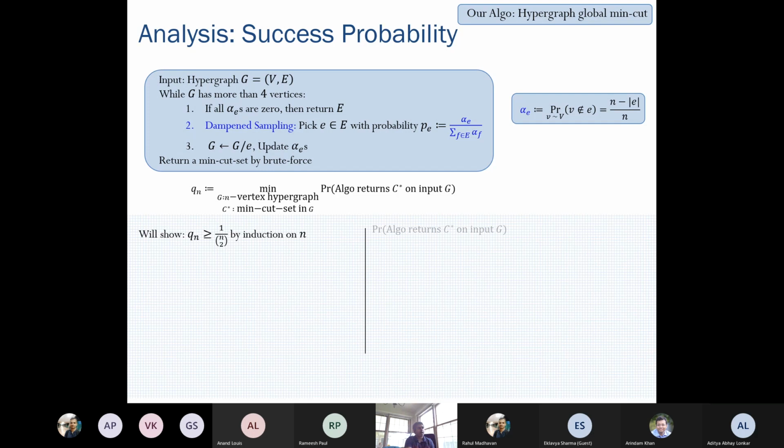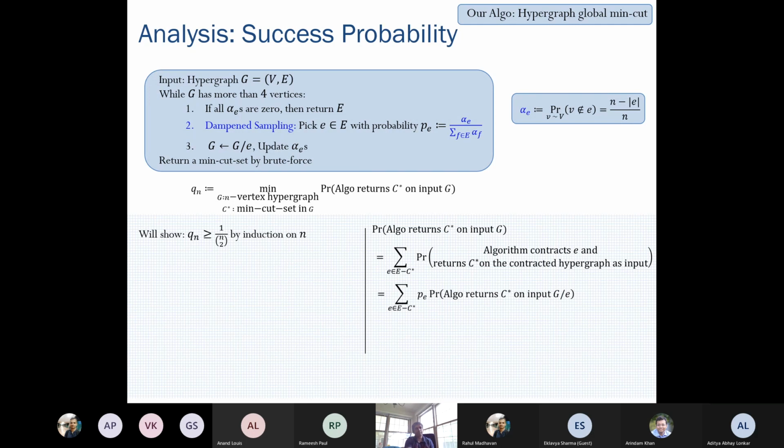Fix the n vertex hypergraph G and a min cut set C star, which achieves the minimum for Qn. Now, the probability that the algorithm returns C star on G is the sum over all hyperedges E not in C star of the probability of the algorithm contracting E and returning C star on the contracted hypergraph. P is the probability of choosing hyperedge E to contract, and once you contract, the size of the hypergraph G contract E is n minus size of E plus 1. And size of E is at least 2. All hyperedges have size at least 2. So n minus size of E plus 1 is at most n minus 1.